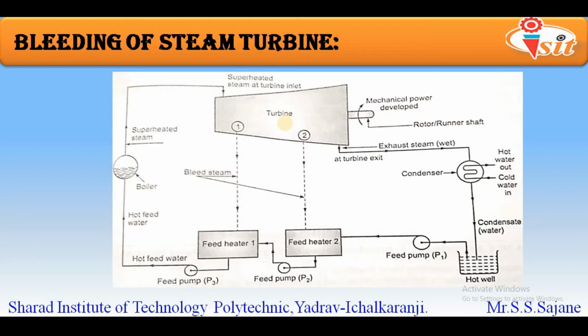Now first we should understand what is the meaning of bleeding of steam. Bleeding of steam means the process of draining steam from the turbine at certain points during its expansion and then using the steam for heating the feed water which is supplied to the boiler. So we call this process bleeding of steam turbine.